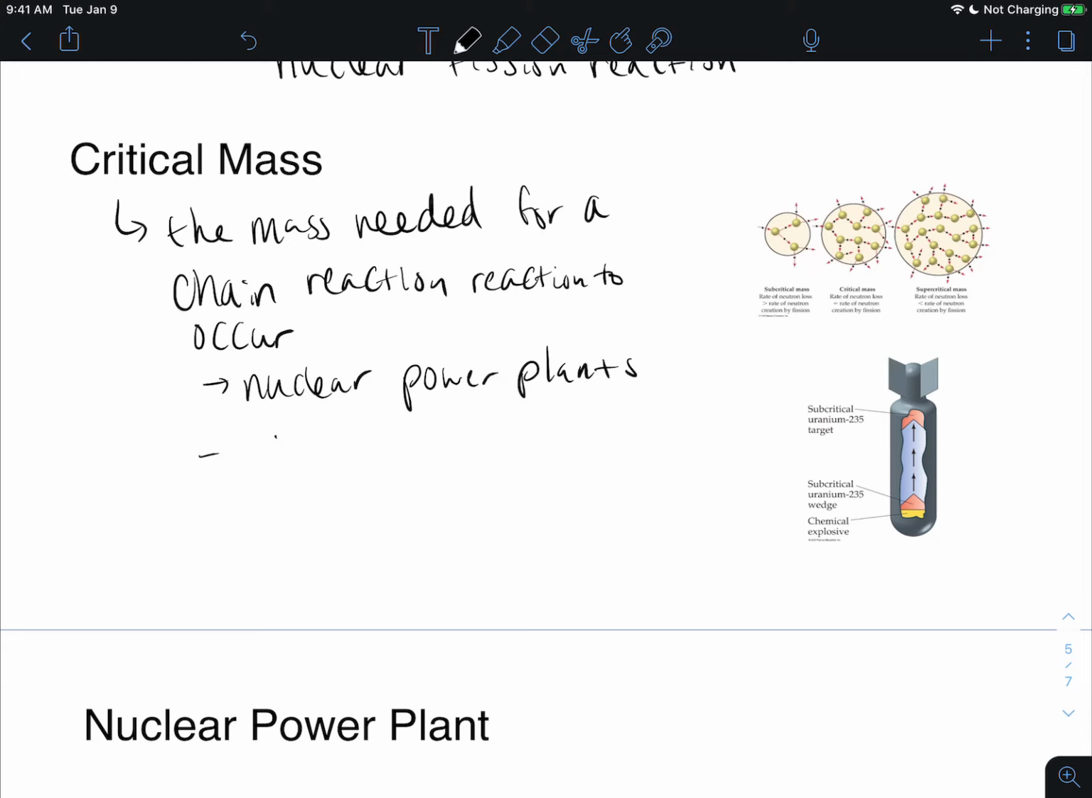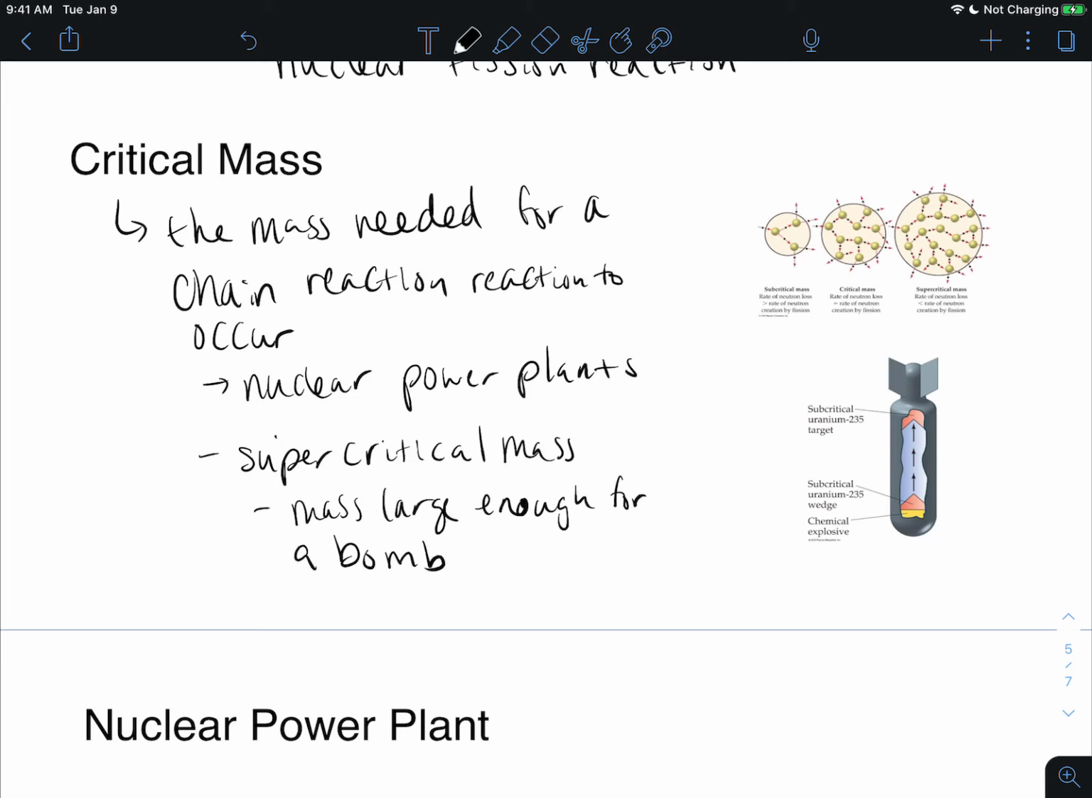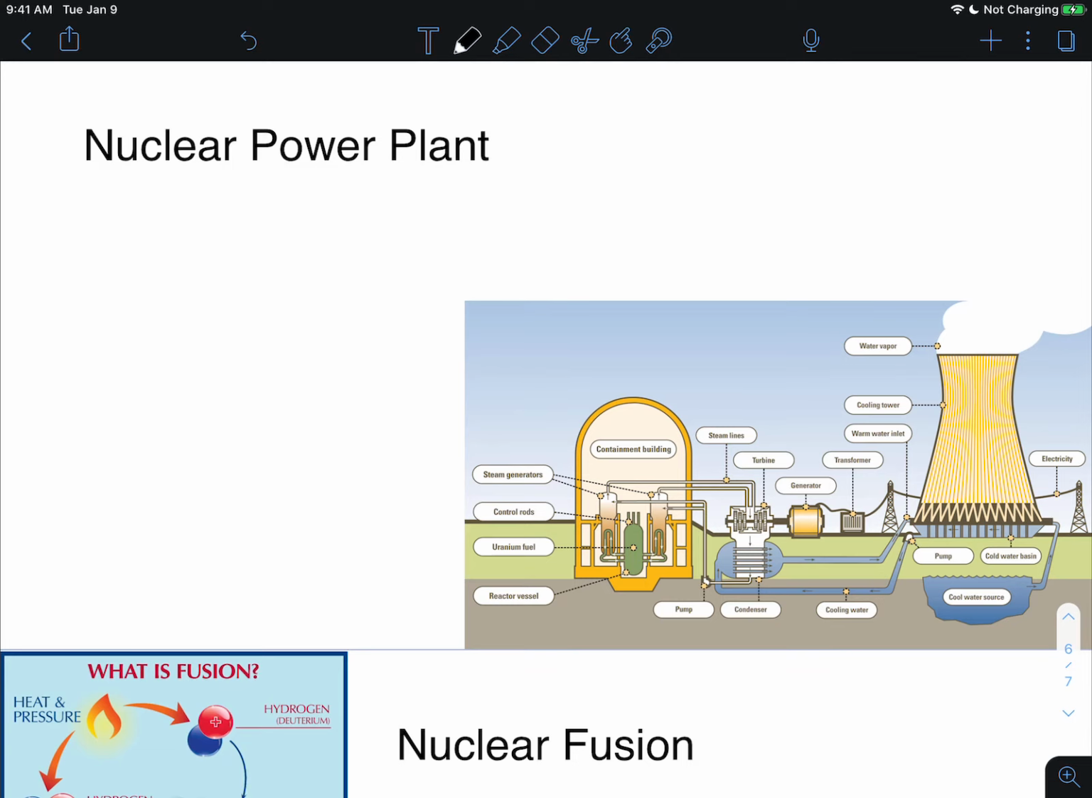We also have something called the supercritical mass. And this is a mass large enough for a bomb. Nuclear power plants are going to work by having chain reactions so that they can have the reaction occur, but they have to have a reaction that is going to be stable and controllable. If we have too large an amount of uranium-235, then you cannot control that reaction and then you have a bomb.